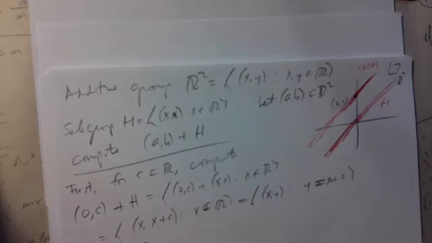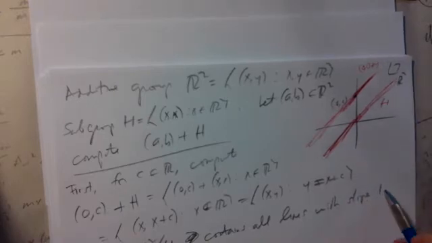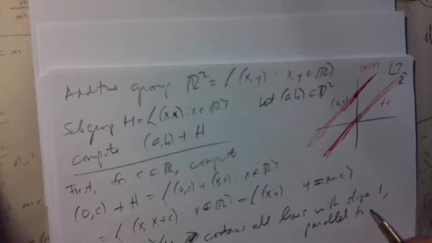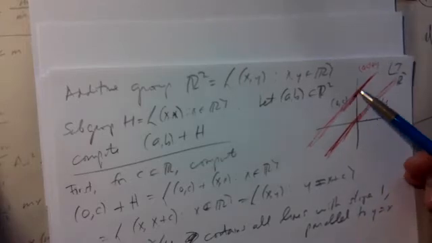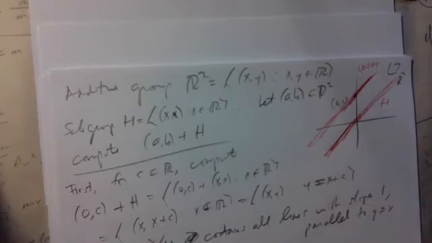So we certainly get, the set R2 mod H, this is what we mean by the set of left cosets. It certainly contains all lines with slope 1, that is, all lines parallel to the line y equals x. Because for any c, the line y equals x plus c is a coset.